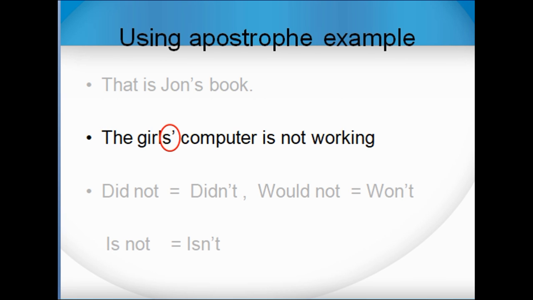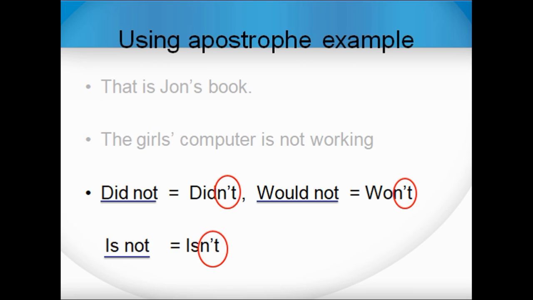In the second example here, we are talking about more than one girl. And we know that because the word is spelled girls, and then we place an apostrophe after the S. Because this is more than one person we're talking about, we do not place an S after the apostrophe, because that wouldn't sound right. So we just place an apostrophe to indicate the ownership for a plural subject. So the girls' computer is not working.